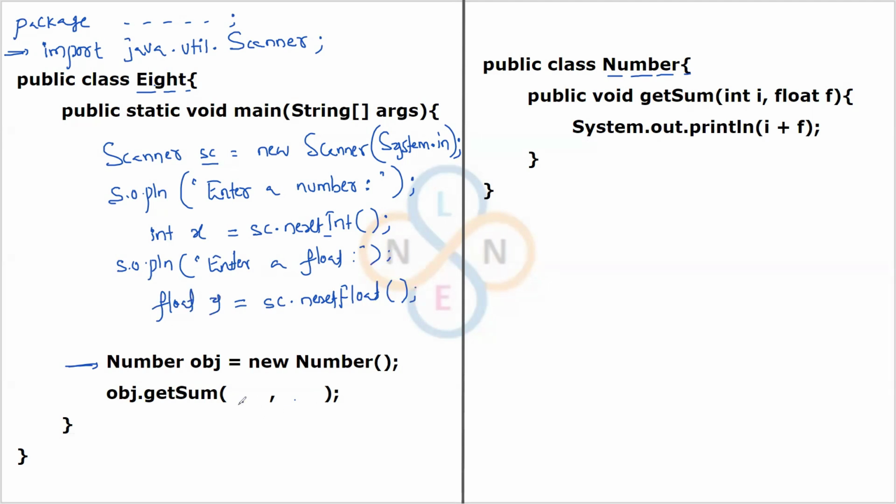Now instead of passing values directly, we have one integer variable, and according to the order, first the integer, then we have a float variable, then pass it. So this is how we can use a Scanner class. In this example, we are reading int and float because the method parameters are int and float.